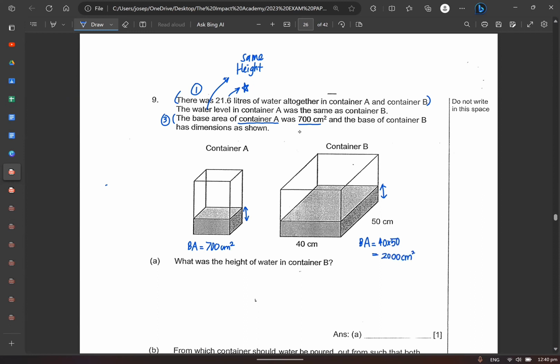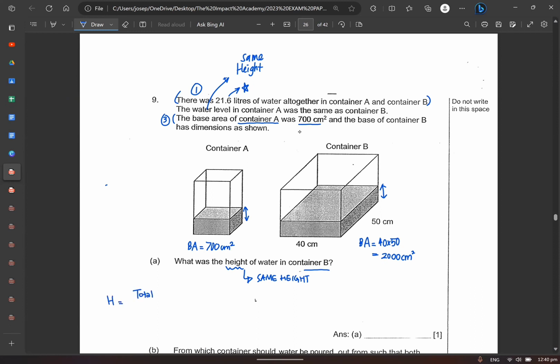Now the question says, what was the height of water in container B? Now, do you remember just now? We said that they have the same height. Okay, and because they have the same height, what are we going to do? We are simply just going to use the total volume to find height.